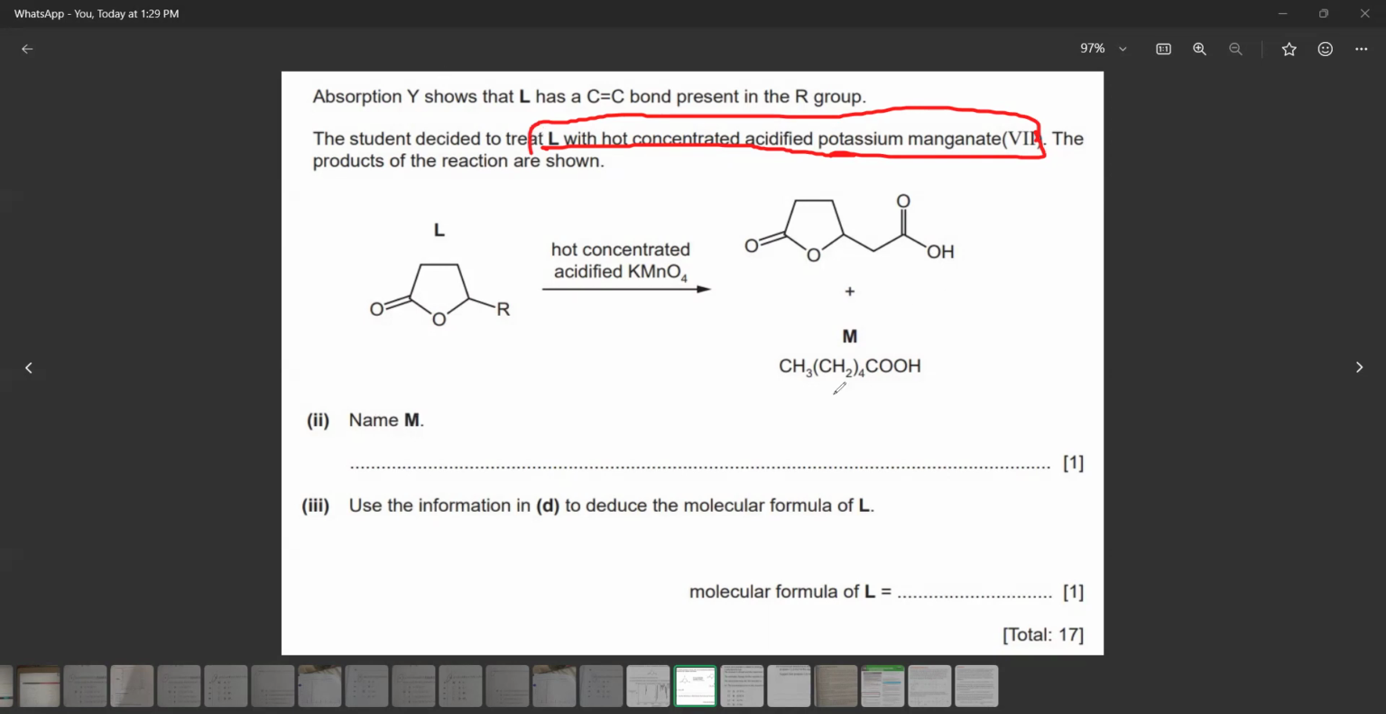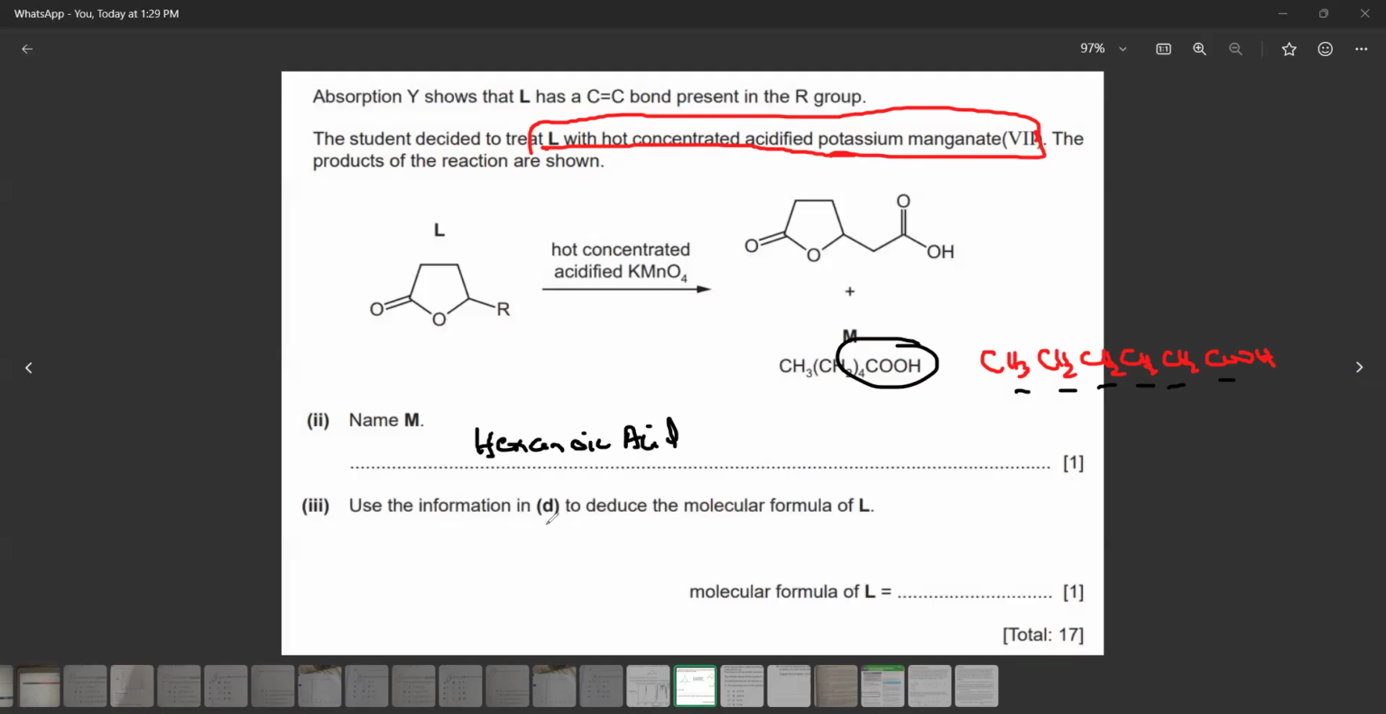So first we have to name M. This is compound M. How many carbon atoms does compound M contain? If we draw the structure, this is CH3, then CH2, CH2, CH2, CH2, and then COOH. So it contains 6 carbon atoms, so it will be hex. They have single bonds, so an, and because of this functional group, it will be oic acid. So this M is actually hexanoic acid.